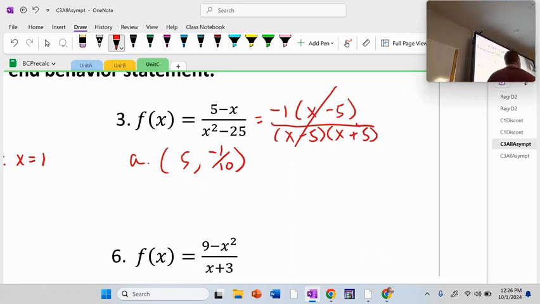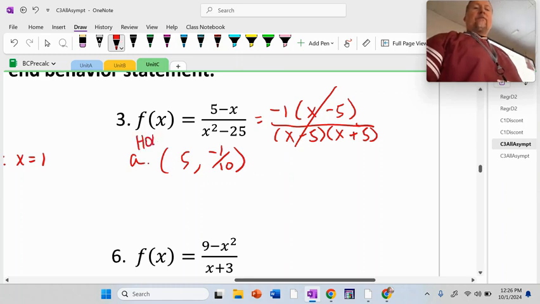5 plus 5 is 10 on the bottom. Okay? All right. Do I still have a vertical asymptote? I should have put hole. Do I still have a vertical asymptote? I heard someone say no. Yes, vertical asymptote.